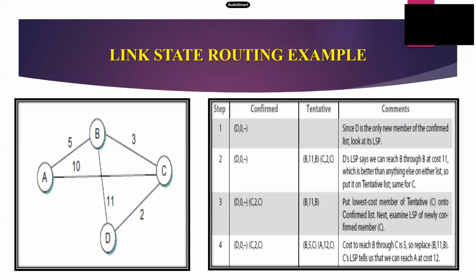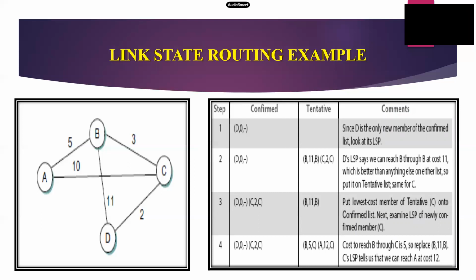Okay, and the next one, the recently visited node C. From C, we should find out the neighbor nodes. So with respect to node C, the neighbor nodes are B, A, D, but you should not go back to D because D is already visited. With respect to C, node B is a new node, node A also a new node. But the origin is what? D only.